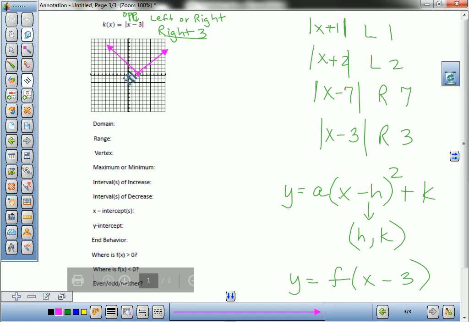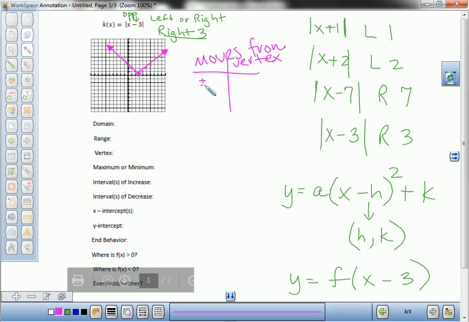Wait, why don't you right 3? Or did you just fill in the ones in between? Okay, so we went back to those moves. The moves from the vertex. Can't you just go like diagonal from that one? That's not going to work as soon as I put a vertical stretch in there. Okay.